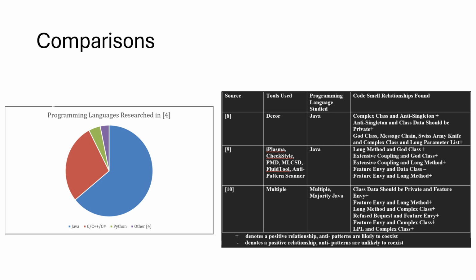To the right is a chart that highlights the relationships found between code smells in multiple studies. I found no contradictions in the types of relationships found. Also, there's general agreement on what types of anti-patterns are related to each other. Again, you can see the focus on Java, with all three studies favoring Java and Java tools for smell detection.